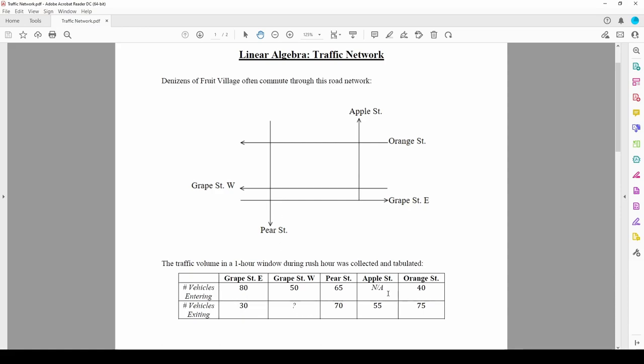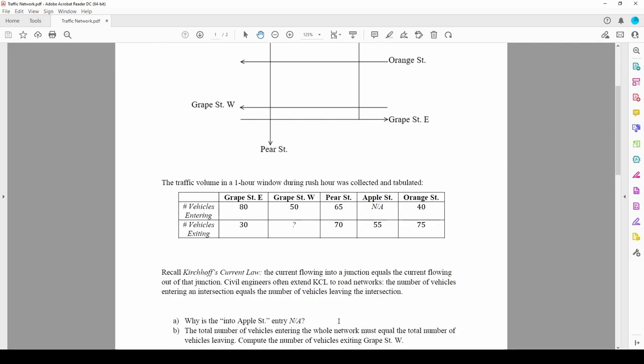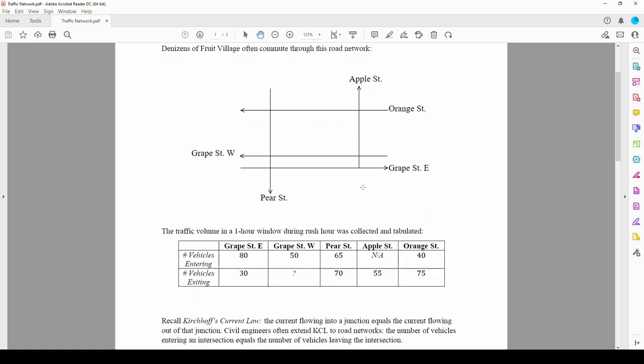Part A wants us to investigate the NA entry. If we look at the network, we can see that every road except Apple Street starts or leads to some road further outside the network. For instance, 40 cars enter Orange Street from somewhere outside the network, and 75 cars leave Orange Street to some unknown place. Even though we don't know the origins or destinations of the cars, we know for sure that 40 vehicles come and 75 vehicles go. If we look at Apple Street, the cars leave to an unknown location. But in order to drive onto Apple Street, you have to either come from Grape Street or Orange Street. In other words, to enter Apple Street, you have to come from a road within the network. There's no direct road from outside the network leading to Apple Street. That's why this entry is NA.